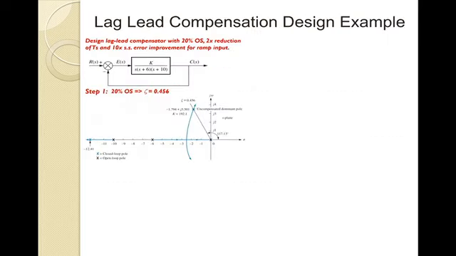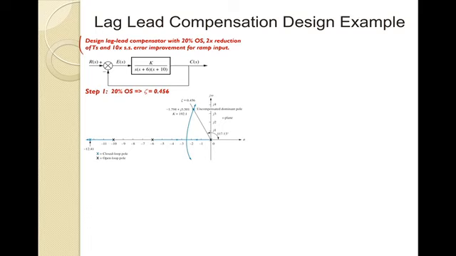So jumping into a design, we'll walk you through the steps again. The goal here is to design a lag lead compensator, 20% overshoot, a 2x reduction of settling time, and a 10x steady state error improvement, for this case with a ramp input. So not a step input, but we're now going to say we have a ramp input, and we want to get 10 times better than the uncompensated system. So a lot going on there again in the goal. We'll walk through this step by step.